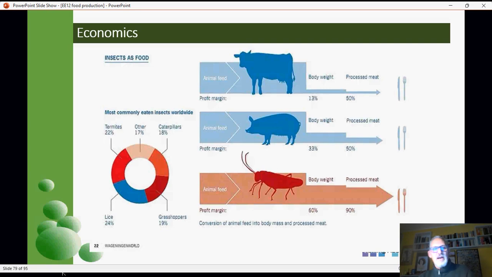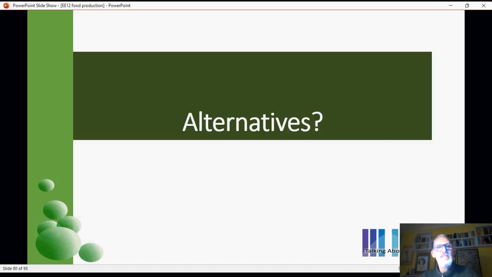Okay, so if you want more information on this, I suggest you go and have a look at this. There's a university in the Netherlands, sorry, I keep calling it Holland, I should call it the Netherlands, Wageningen, which is an agricultural university, and they are at the forefront of these types of things.